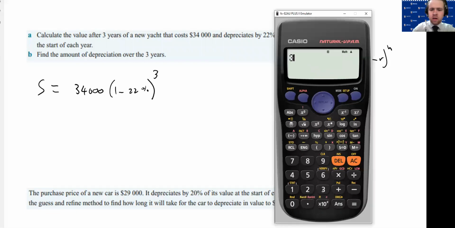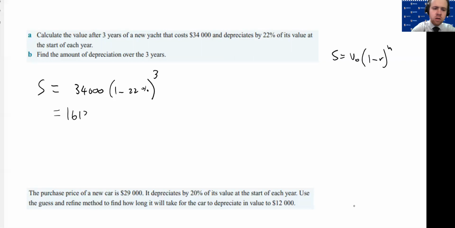So we pop that in our calculator, 34,000 multiplied by 1 minus 22% to the power of 3. Okay, and we get our value after 3 years. So it's more than halved its value, 16134.77. That is our future value after 3 years, or our salvage.